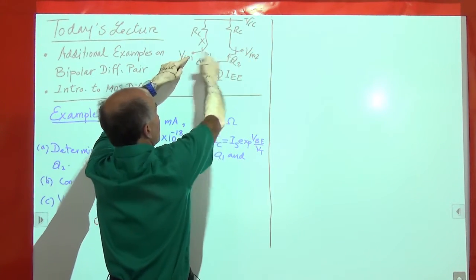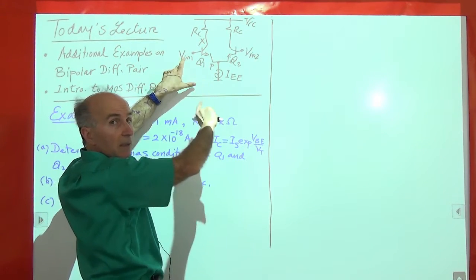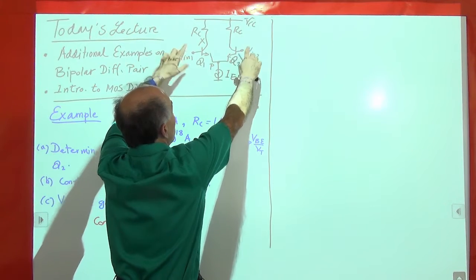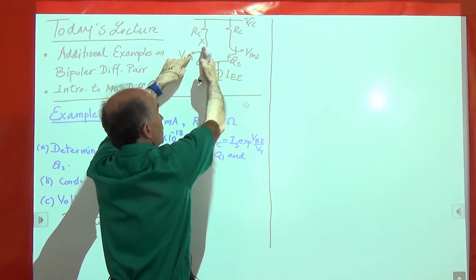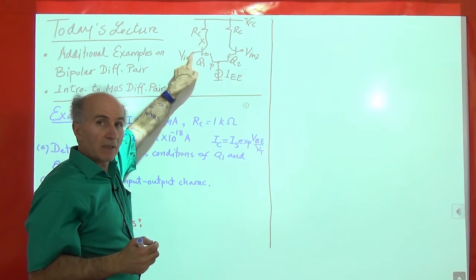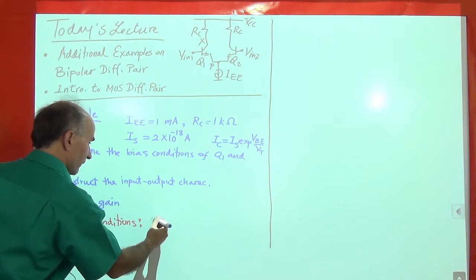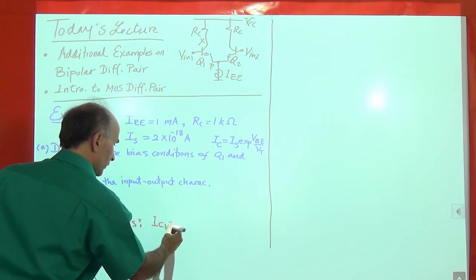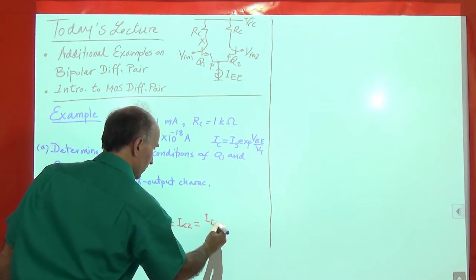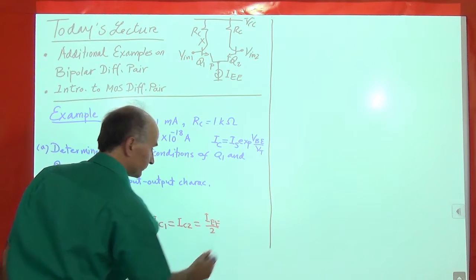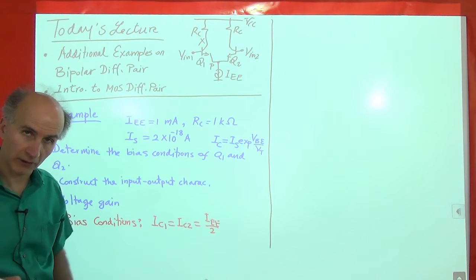You can assume that these are shorted. Remember, we had a common mode voltage, so that's the idea. And when these two are equal, the current splits equally. So each of these transistors carries half of IEE, and that is its bias current. So we have IC1 equals IC2 equals IEE over 2. Okay, so we found the collector current.